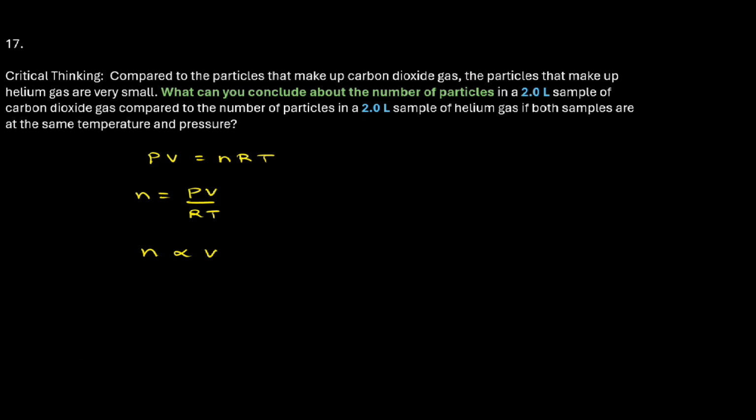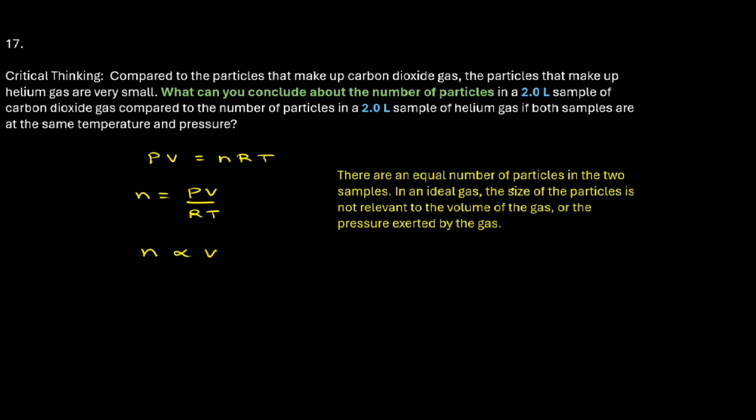Because volume does not depend on their size. Volume depends on the amount of space that they take. And if they have the same pressure and they are held at the same temperature, as well as the volume is the same, the number of particles present inside the sample will also be the same. So your answer becomes: there are equal numbers of particles in the two samples. In an ideal gas, the size of the particle is not relevant to the volume of the gas or the pressure exerted by the gas.